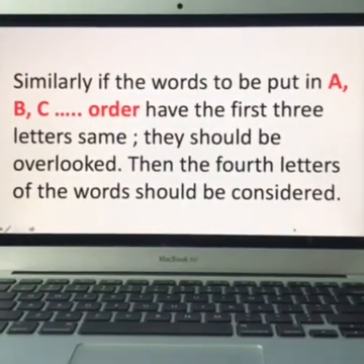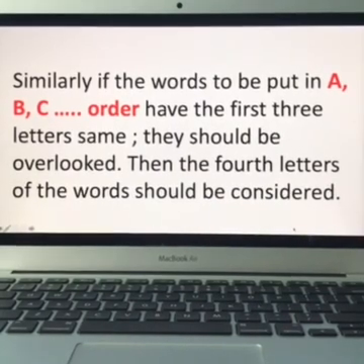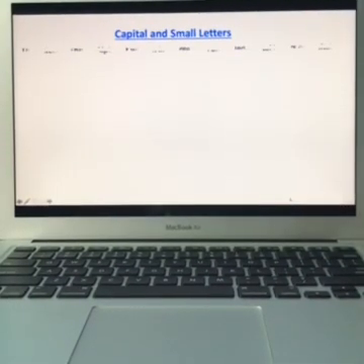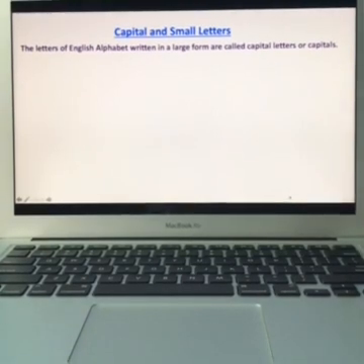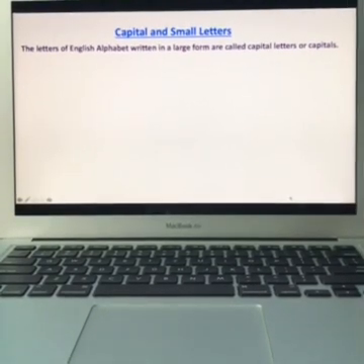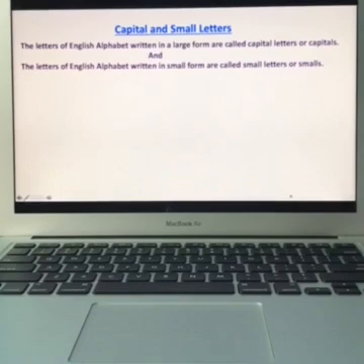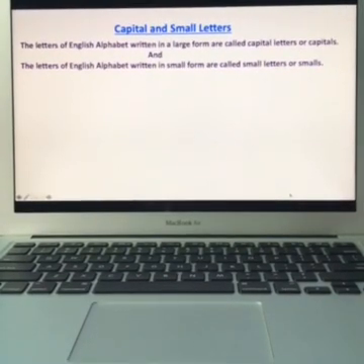Similarly, if the words to be put in ABC order have the first three letters same, they should be overlooked. Then the fourth letters of the words should be considered. Capital and small letters. The letters of English alphabet written in a large form are called capital letters or capitals. And the letters of English alphabet written in small form are called small letters or smalls.